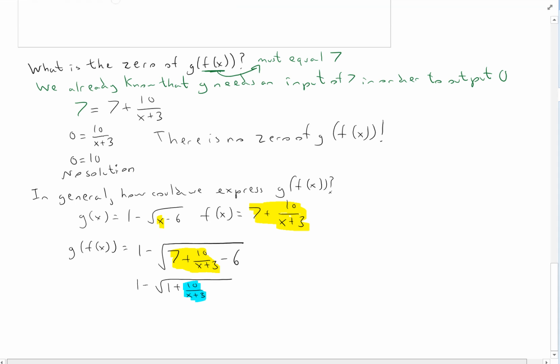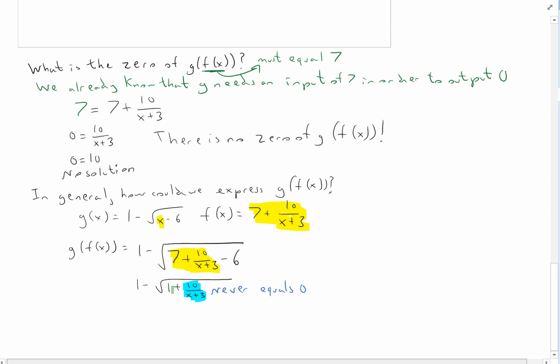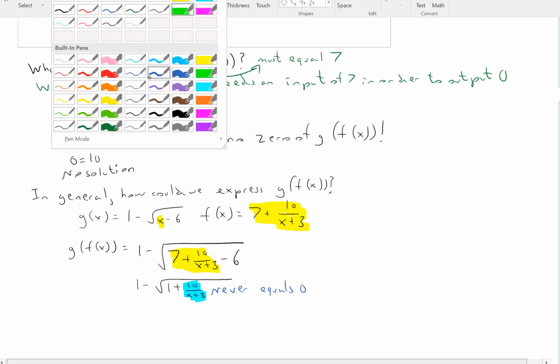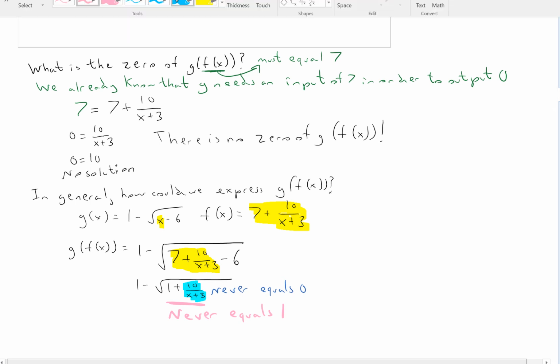Now this never equals 0. And if that never equals 0, it means that the whole thing in the radical, this thing, if the fraction never equals 0, I'm never going to have 1 plus 0, so this never equals 1.